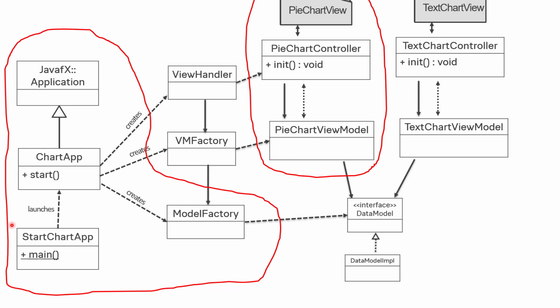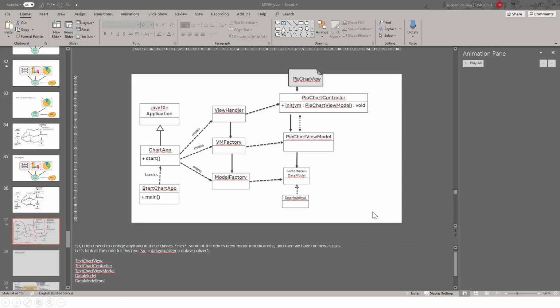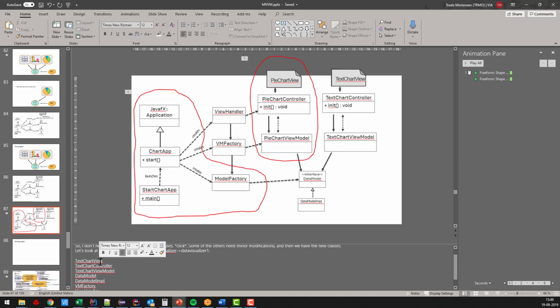So in the second example here, we're just going to look at the code for the new ones. That's the idea. So let's go through the changes over here first. We'll see. I will take it in the following order. I have a text chart view, so this is my view for the text chart.